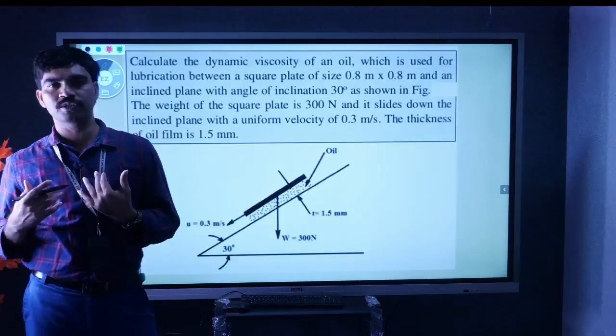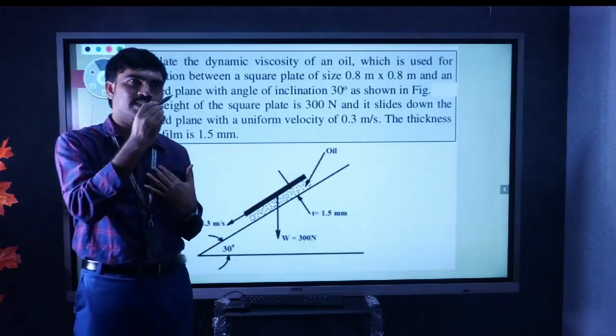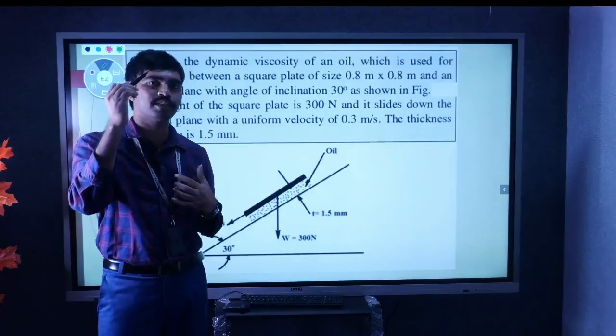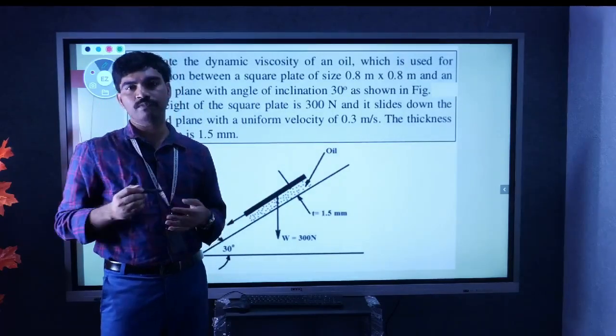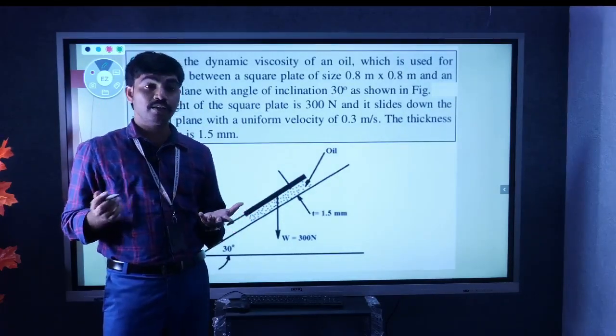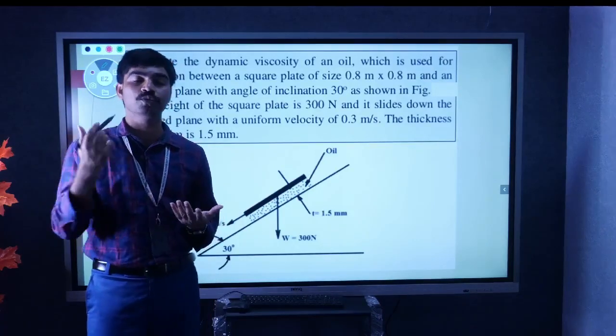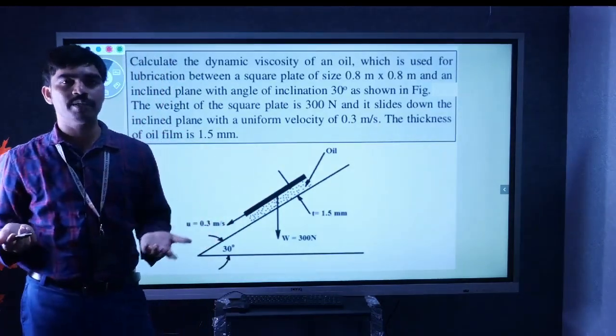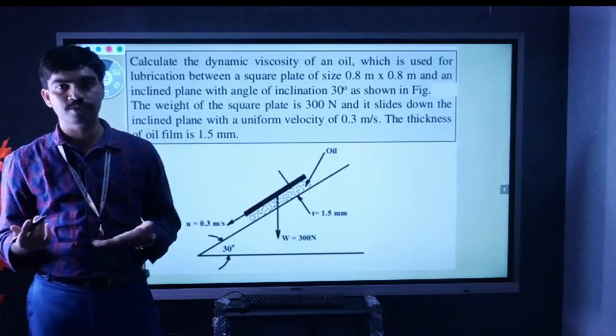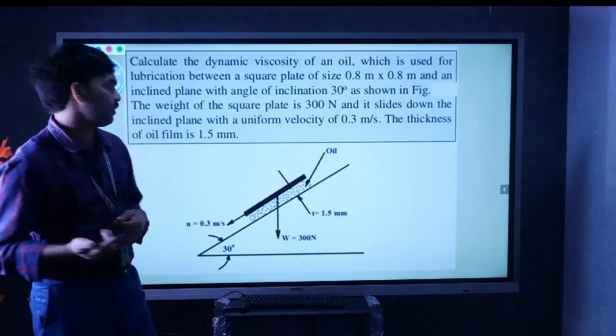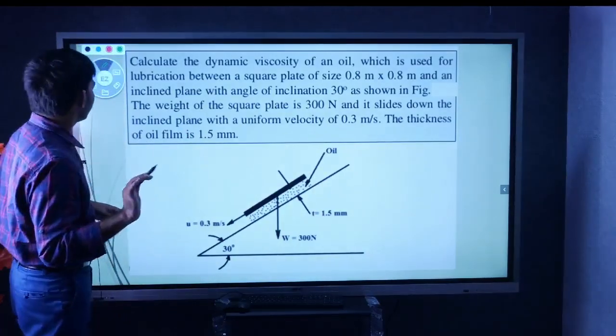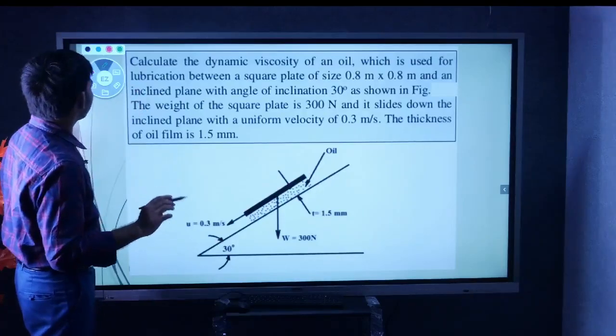Once you know the relationship, then you have to identify what data is given, what are the known variables in that particular equation, and what are the unknown variables. And sometimes you have to know the assumed variables. Some values may not be given, but based on the properties you have to consider an assumption. We will discuss in detail, you don't need to worry. First I will try to read the problem.